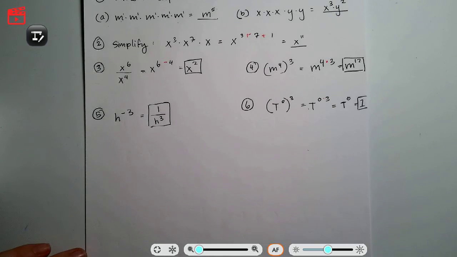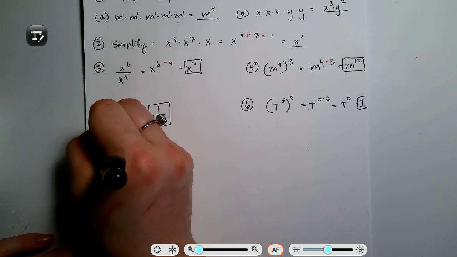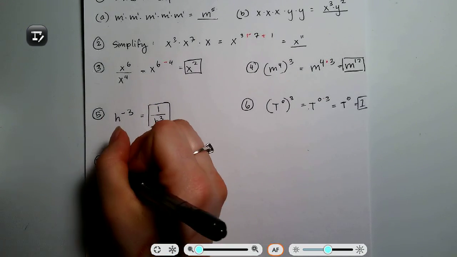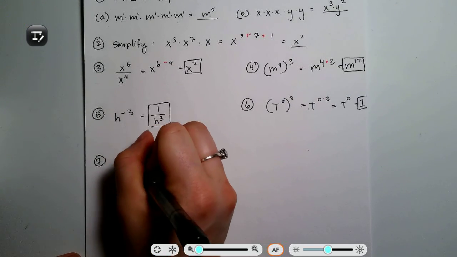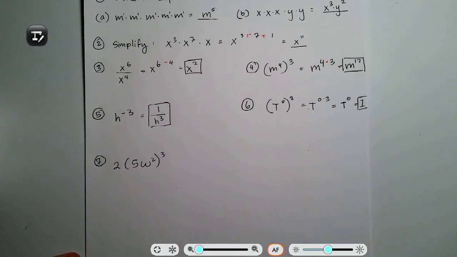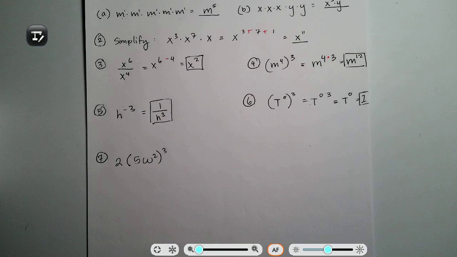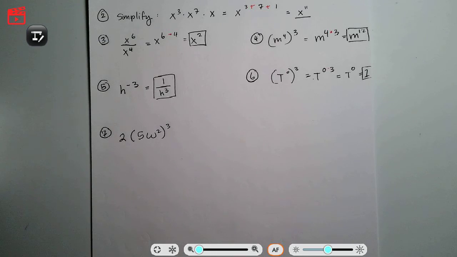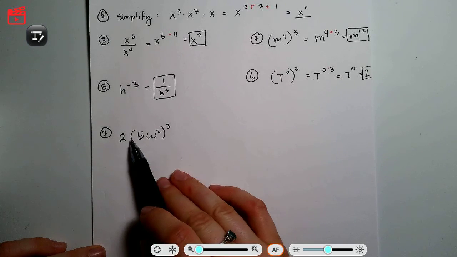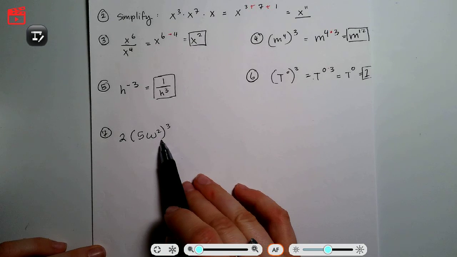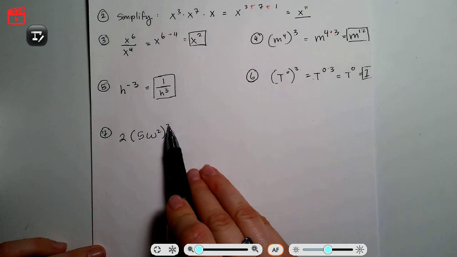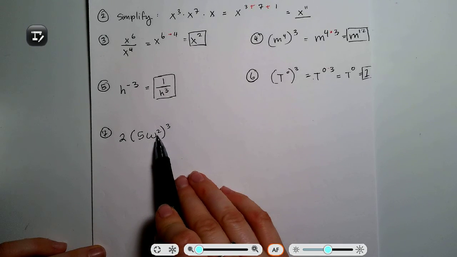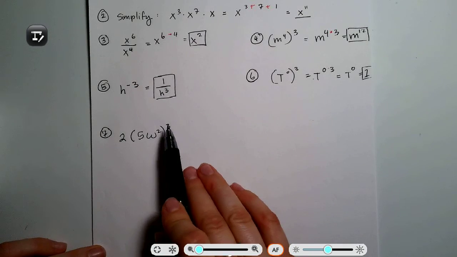All right, number 7. So let's see. So 2 times 5w squared to the 3rd power. Ooh, this one's getting more interesting. So now we're going to get to the point where we're going to start using more than one rule of exponent in a problem. So this one, let's see, what's happening here? We have 2 being multiplied to numbers inside parentheses being raised to a power. So I can't multiply the 2 in yet because of that 3 on the outside. These guys are being held captive by the 3. So we need to get rid of that 3 first.